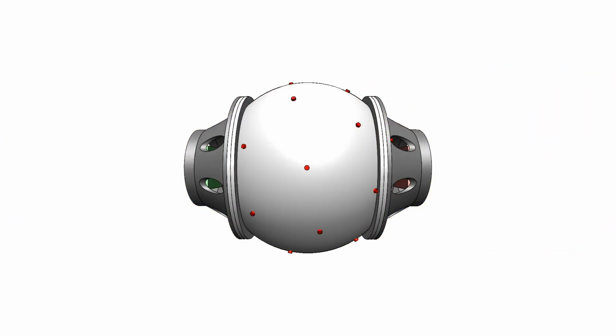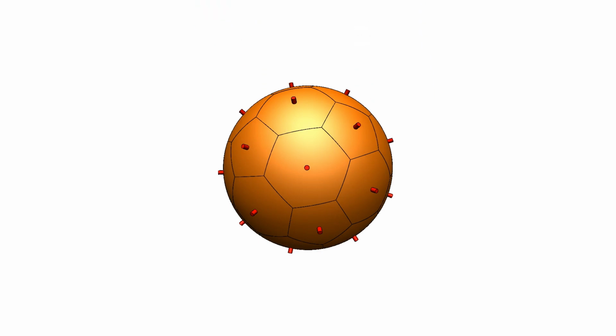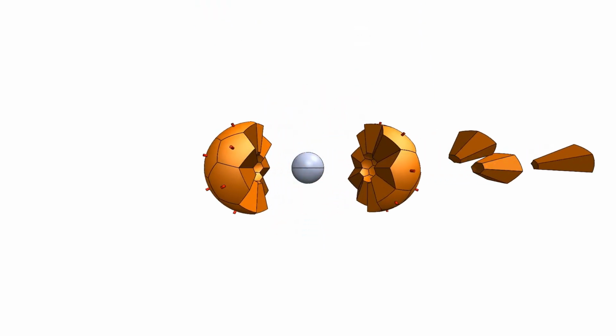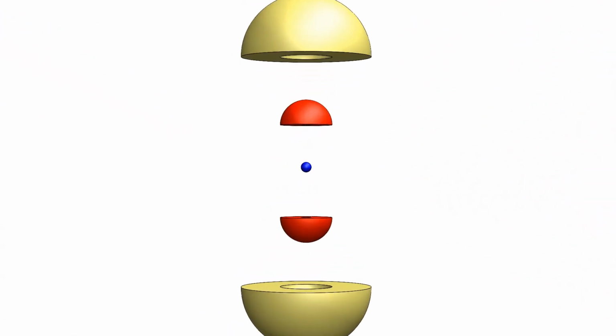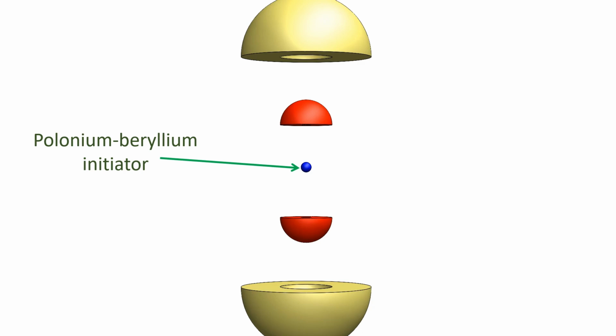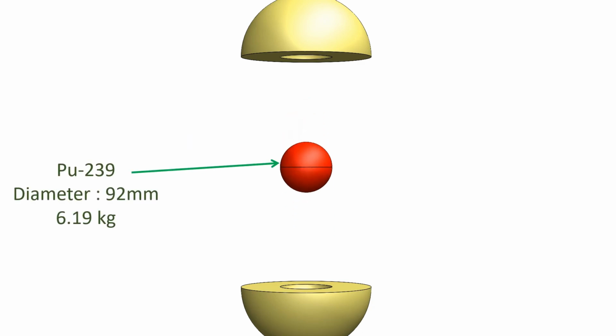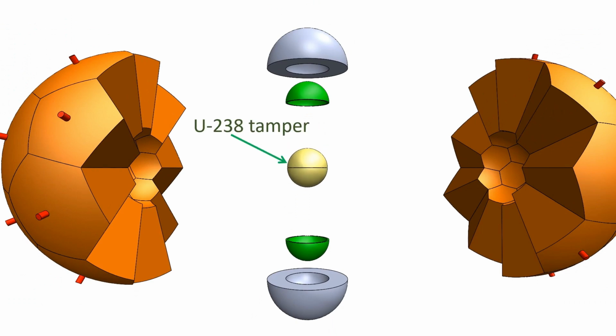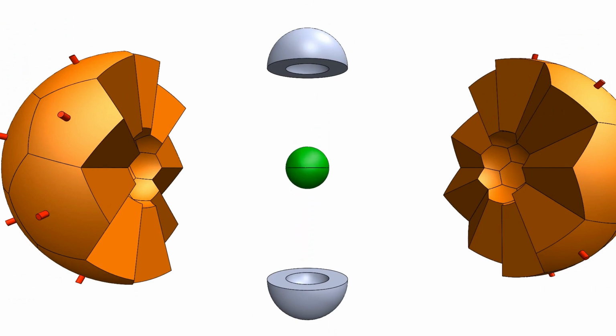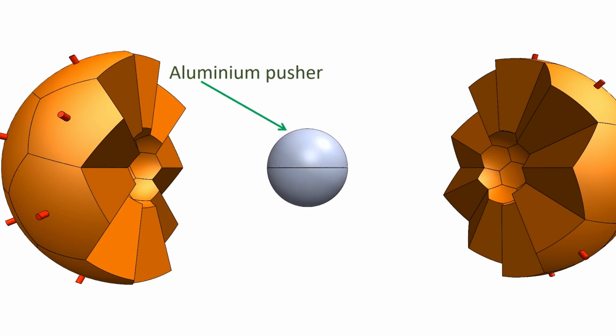To understand the design arrangement, we will start with the innermost component. The innermost component is the polonium-beryllium initiator. Then, it is surrounded by 6.19 kilograms of plutonium-239 fuel. Its diameter is 92 millimeters, approximately the size of a softball. The next layer is the uranium-238 tamper. Then, there is a boron plastic shell. Next, there is an aluminum pusher.